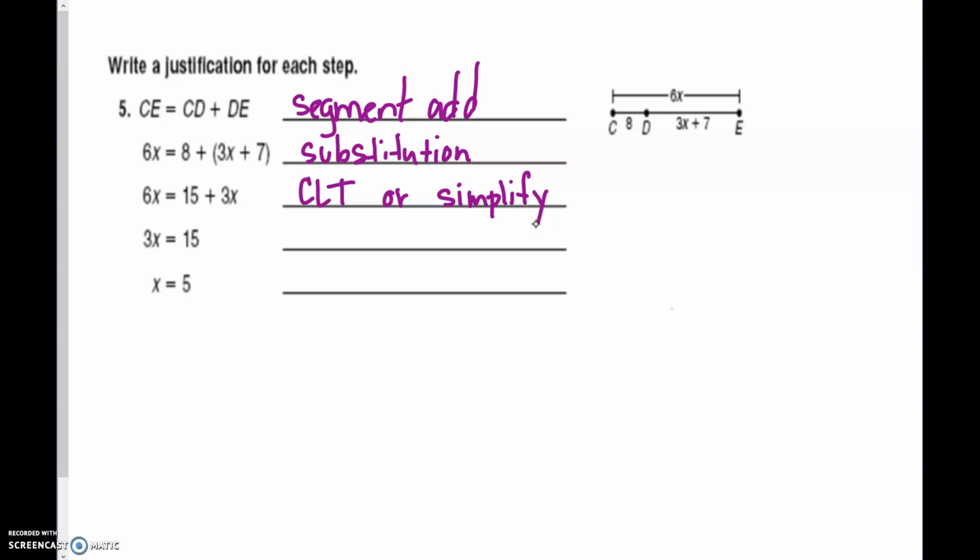All right, what do we do in the next one? Well, it looks like we subtracted 3x from both sides. So subtract, again, make sure you write enough letters so I know you mean subtract and not substitution. And then in the last one, most of you are going to tell me that they are going to divide by 3. So it's the division property of equality. Or remember, you can call that multiplication, because they could be multiplying by 1/3. But the big thing here is the first statement is segment addition. It is not just given information.